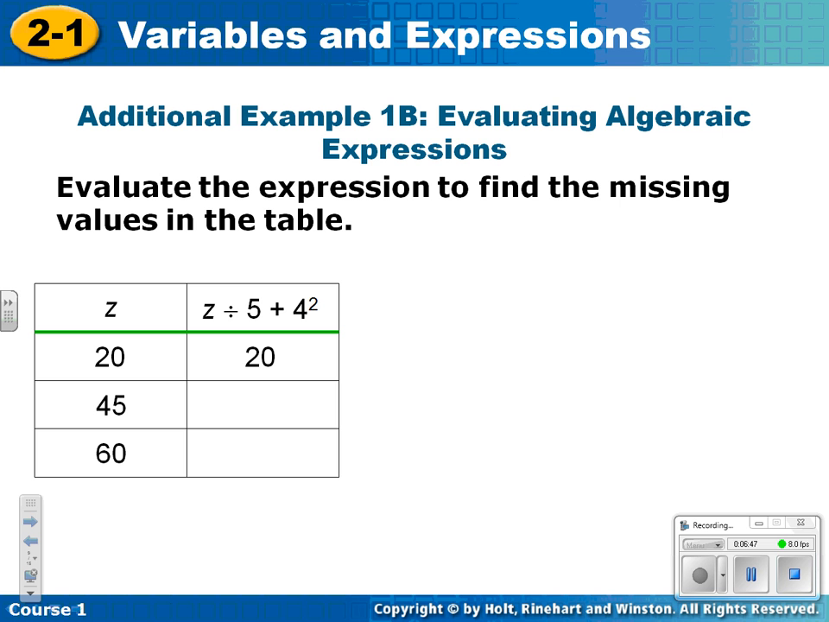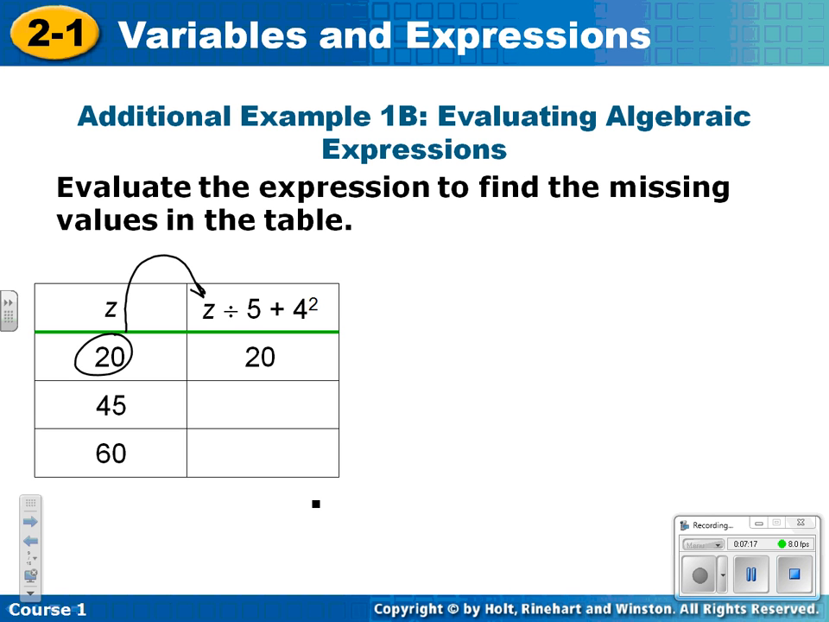Oh my gosh. Look at that ugly, ugly algebraic expression. It's got division, it's got addition, it's got exponents. That thing looks terrible, doesn't it? Ooh, gross. Well, this one right here, we plug that 20 in for z, and we know the answer is going to be 20. Let's see if we get it right.